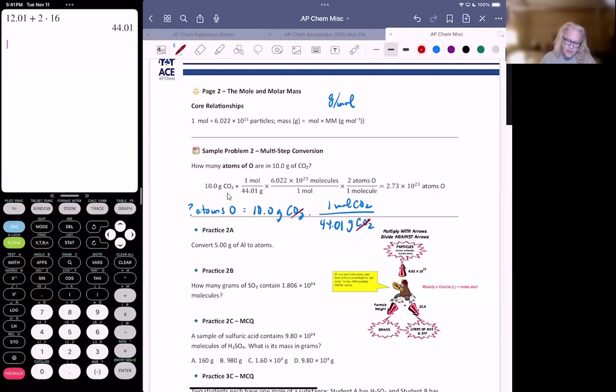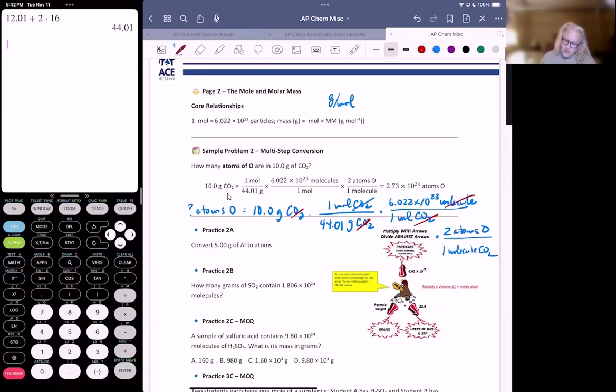I need to go from moles of carbon dioxide. I can't go straight to atoms of oxygen, but I can go from moles of carbon dioxide to molecules of carbon dioxide. One mole of CO2 is equal to 6.022 times 10 to the 23rd molecules. So the moles of CO2 will cancel out, and I'll be left with molecules. Once I have molecules, I can convert molecules to atoms. I know that 1 molecule of CO2 contains how many atoms of oxygen? Right, 2 atoms of oxygen.